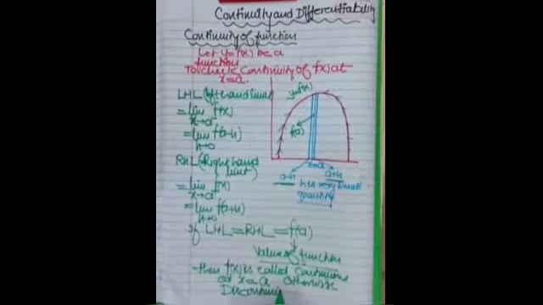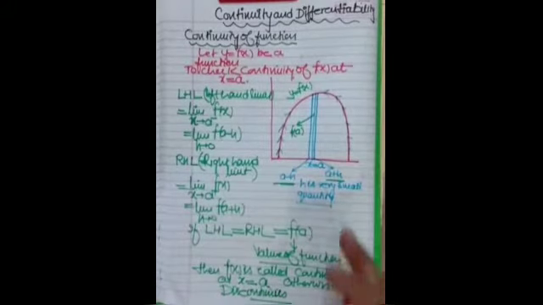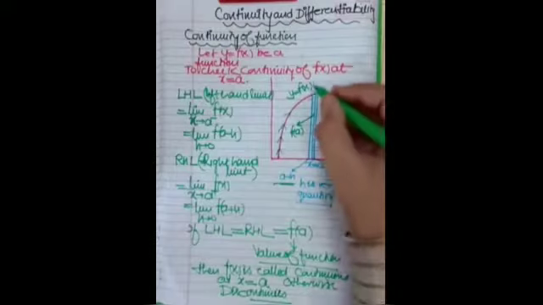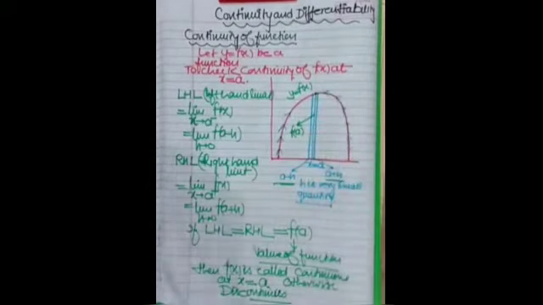What does discontinuous mean, children? Discontinuous means the curve is not continuous at this point, means there is a break in the curve.